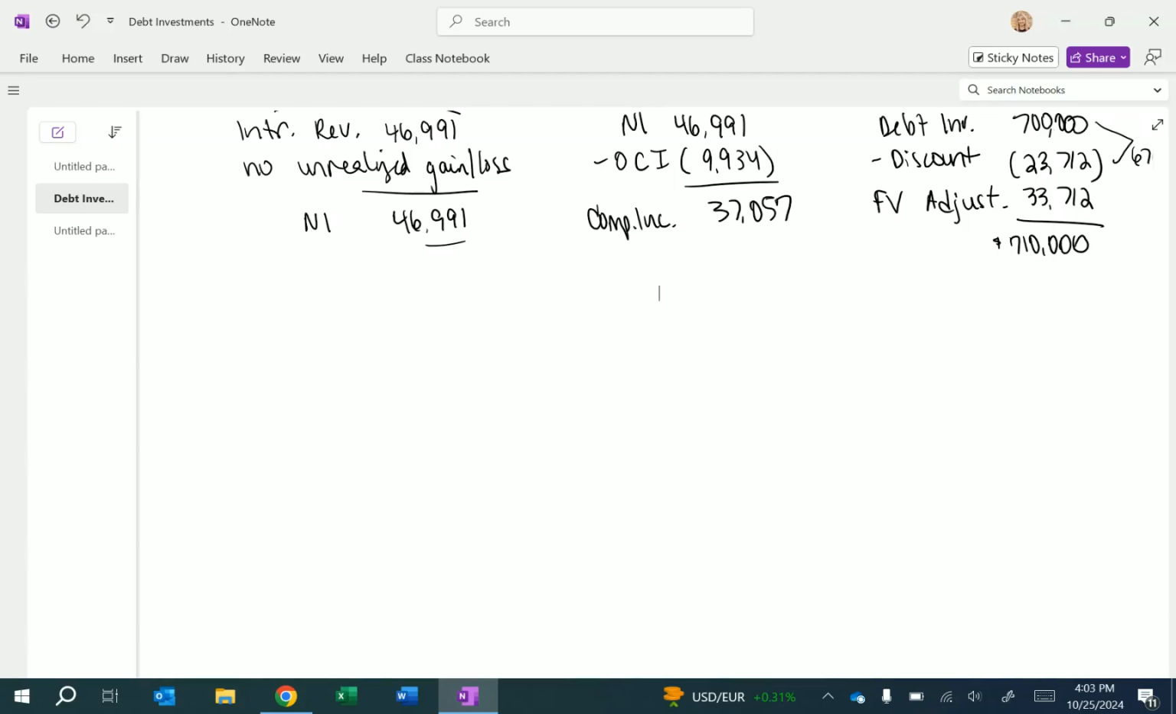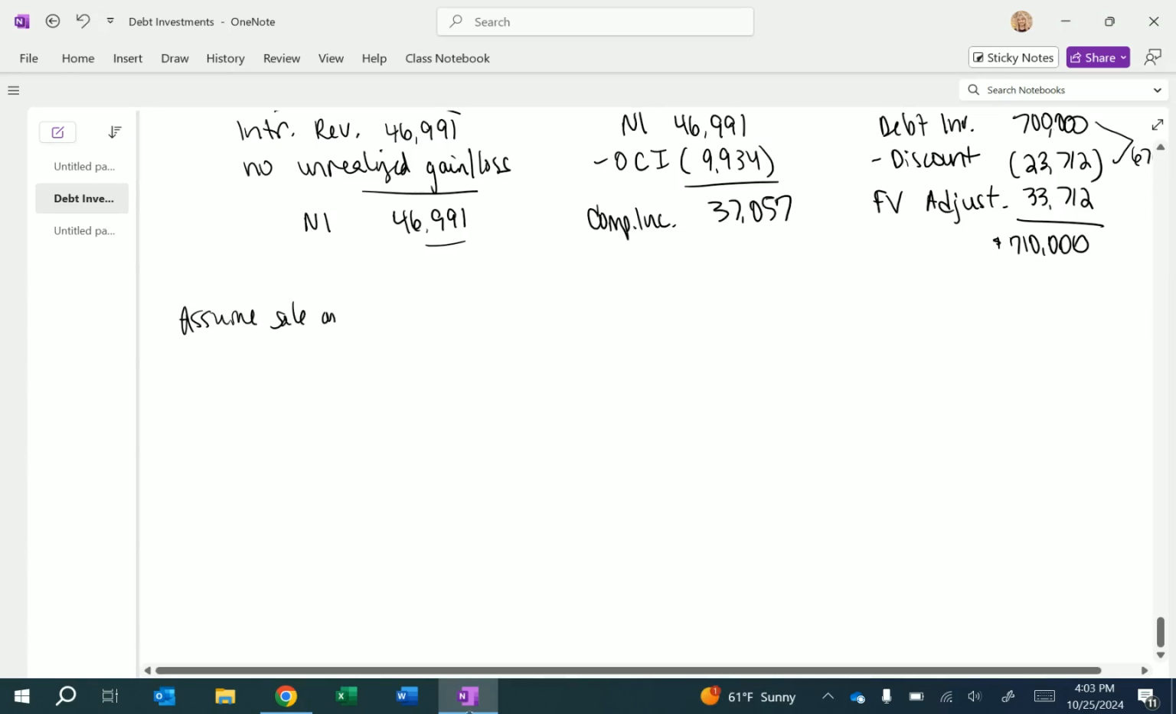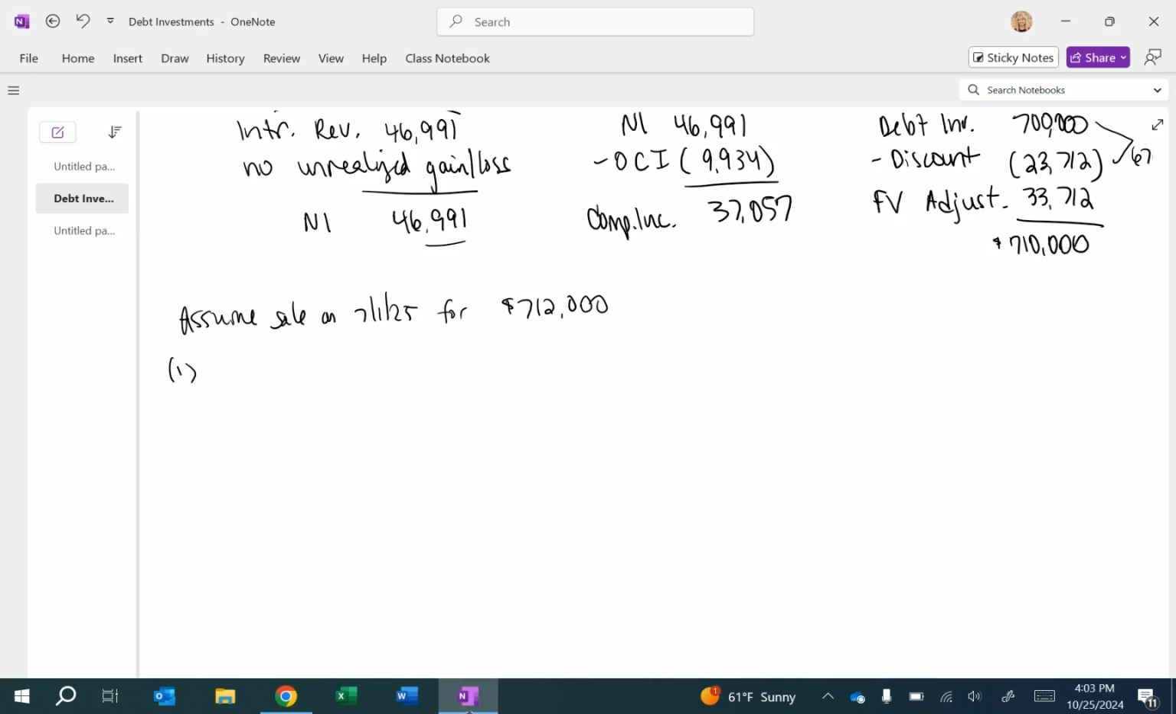Assume the bond is sold the very next day on July 1st, at a price of 712,000. We're going to need to record 3 different entries for this. The first one is we need to adjust the bond investment to its fair value, like the moment before it's being sold. So adjust to fair value.